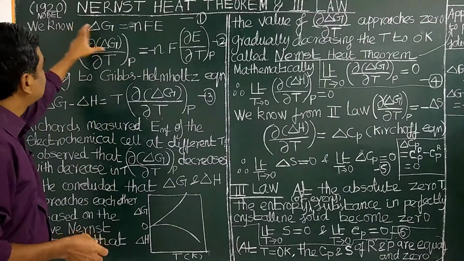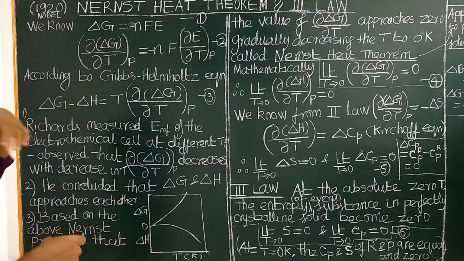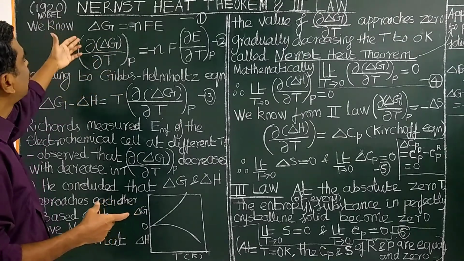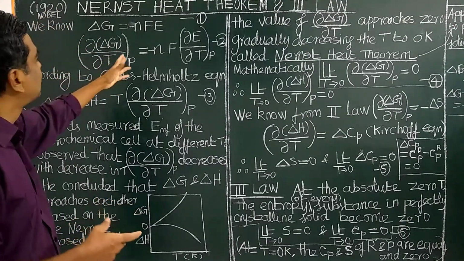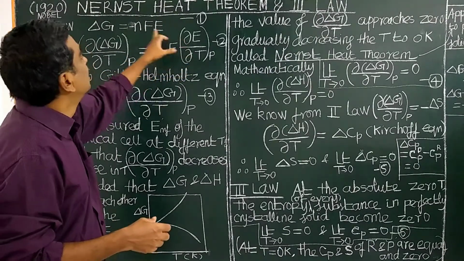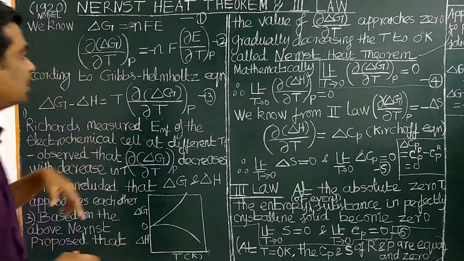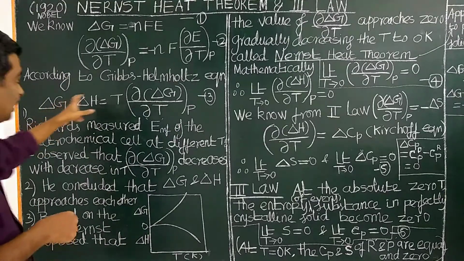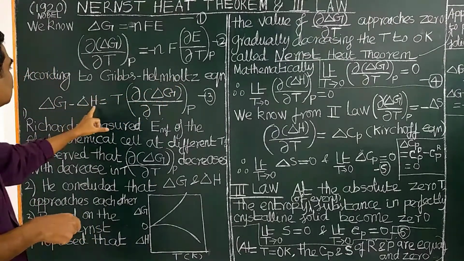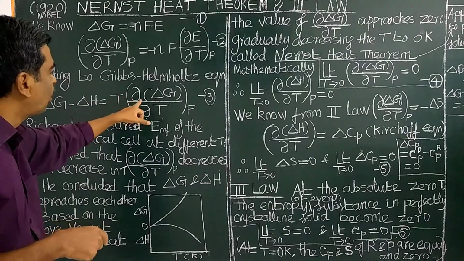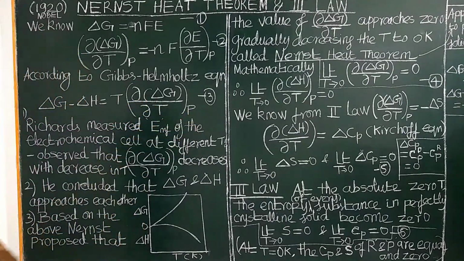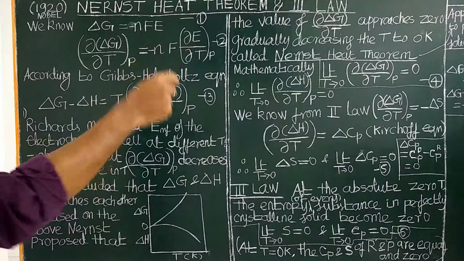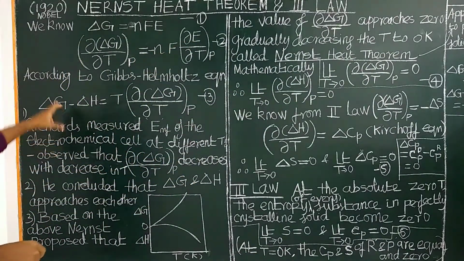So on differentiating equation 1 with respect to temperature, the variation of free energy change with respect to temperature equals minus nF times the variation of EMF with respect to temperature. According to the Gibbs-Helmholtz equation, delta G minus delta H equals T times dou delta G by dou T at constant pressure. This is also obtained from the second law of thermodynamics. I have shown it here. Please watch.